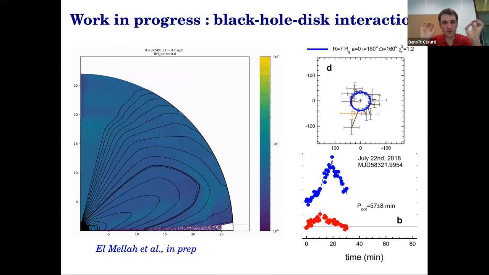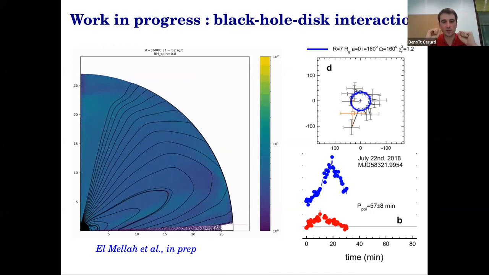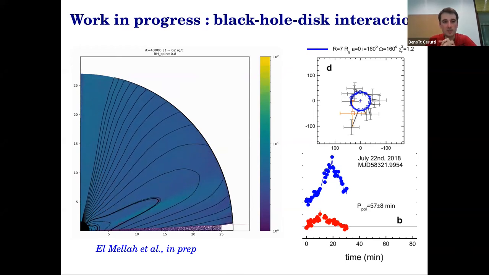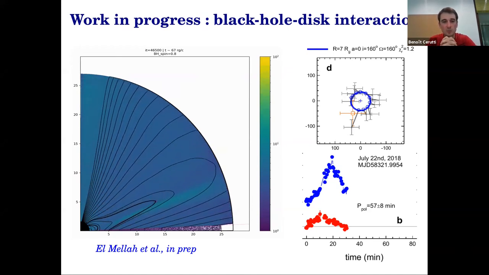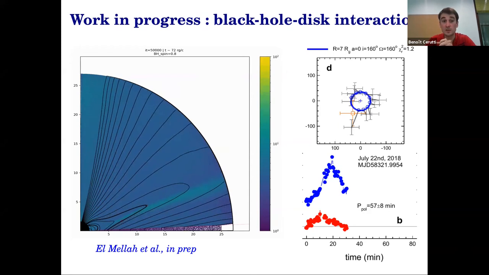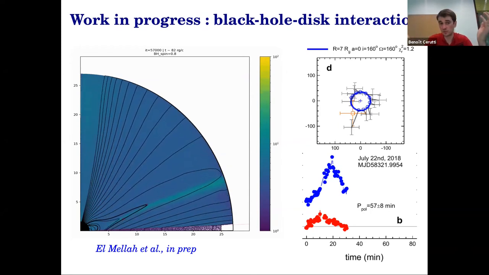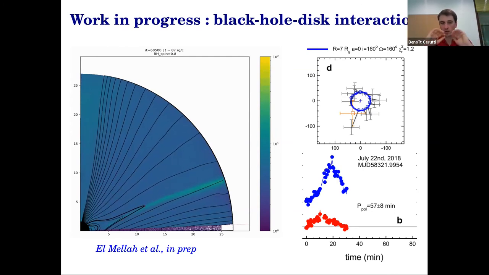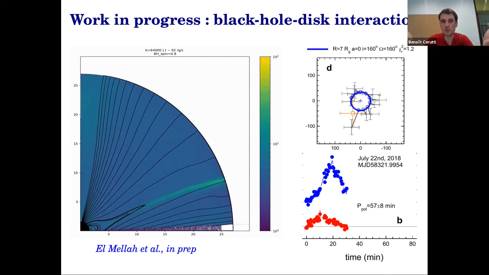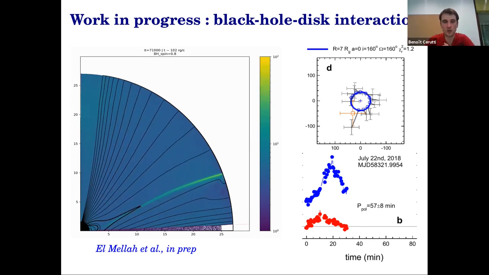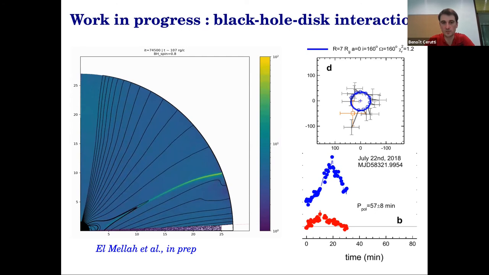I'm switching to a slightly different topic here to advertise a work in progress with Ilya Kamila, who is a postdoc here in Grenoble, where he's looking at the interaction between a magnetosphere and a disk, which we assume here is just a boundary condition to hold the field in place, but also add some shear to the field lines from the disk.